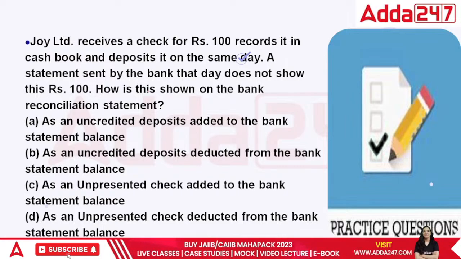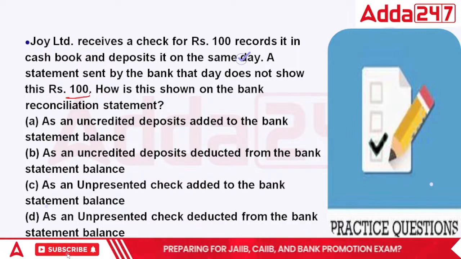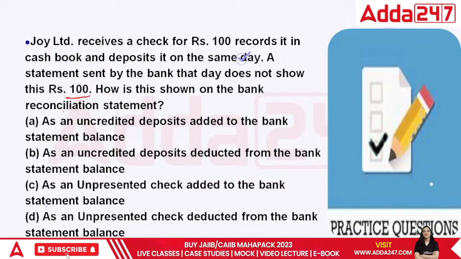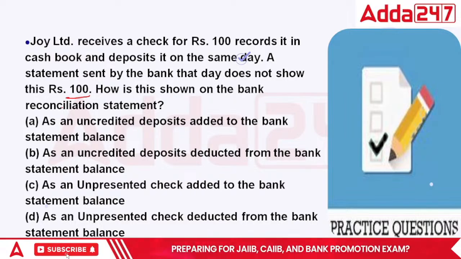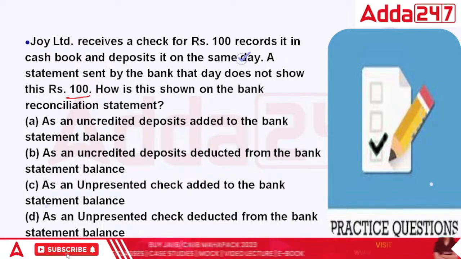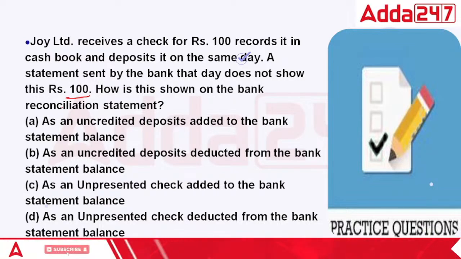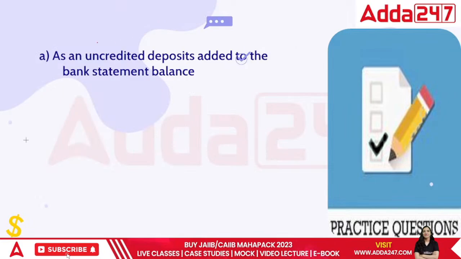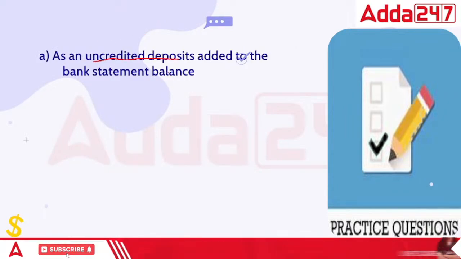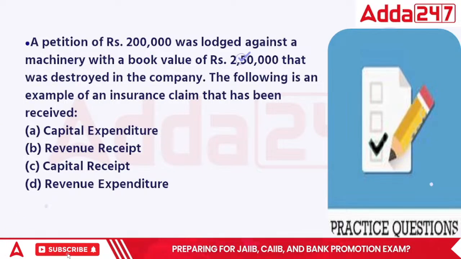Secondly, in this case, this ₹100 is still not cleared by the bank, so it is not visible. Technically, I have a check that I deposited, but it is not credited. The options are: uncredited deposits added to the bank balance, uncredited deposits deducted from the bank balance, an unpresented check added to the bank balance, and an unpresented check deducted from the bank balance. So in this case, the correct answer is A. This check is not shown in the books of accounts, so we'll show it now. Okay. Next point.